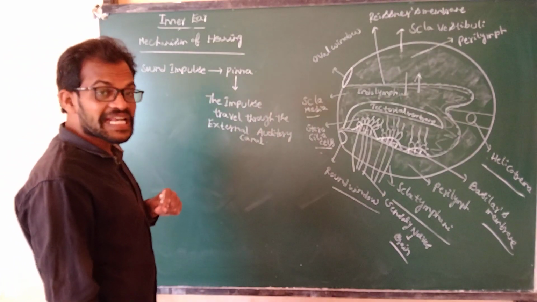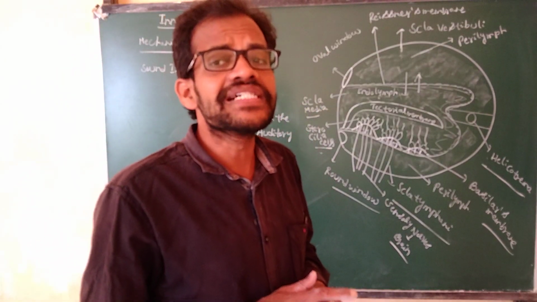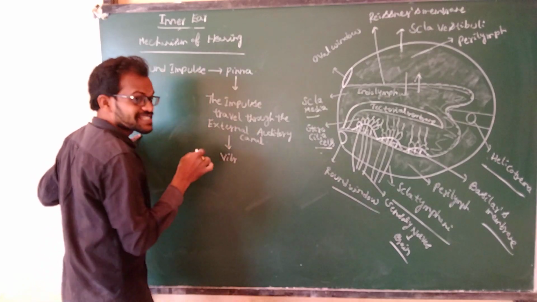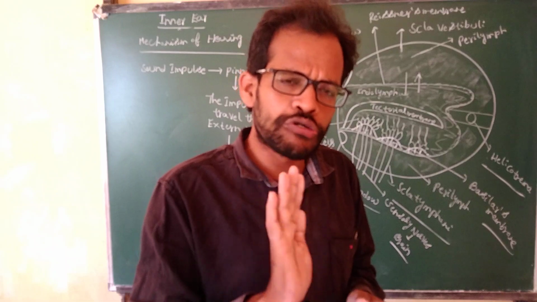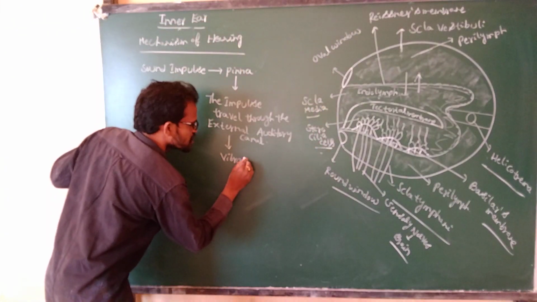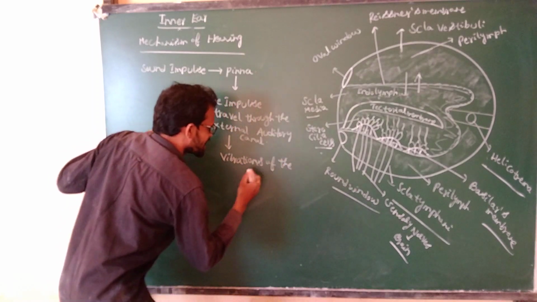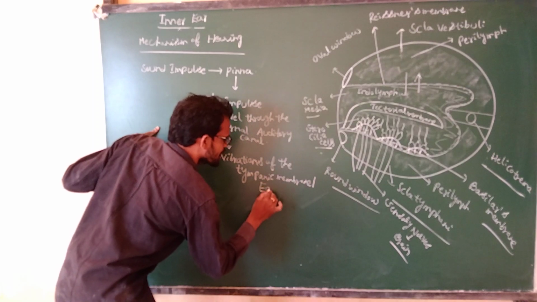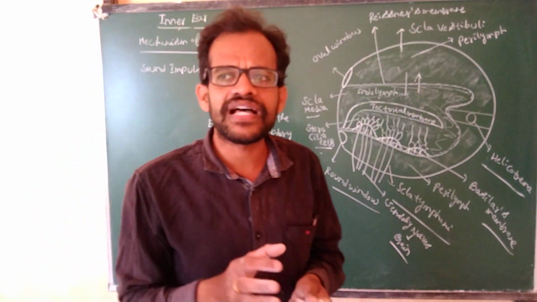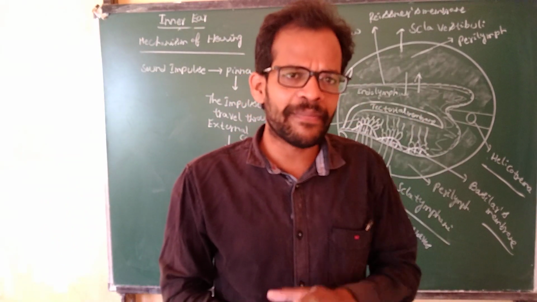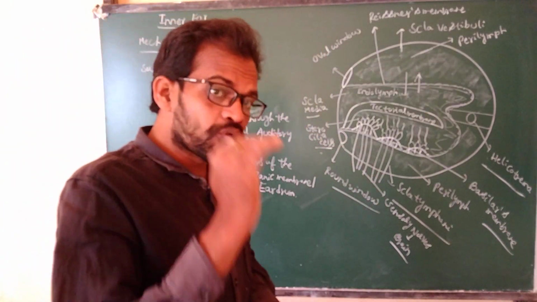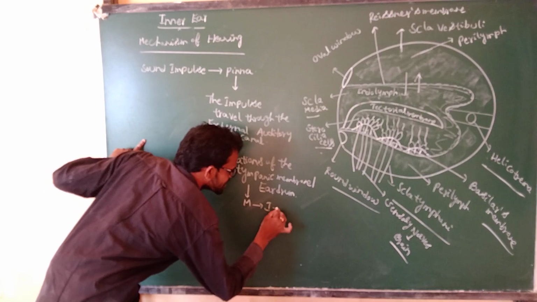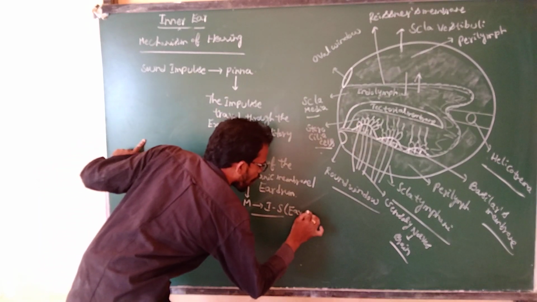Next, in the external auditory canal, the vibration of the sound impulse causes vibration of the tympanic membrane, or eardrum. The vibrations of these sound waves then pass from the tympanic membrane into the malleus, incus, and stapes, the ear ossicles.